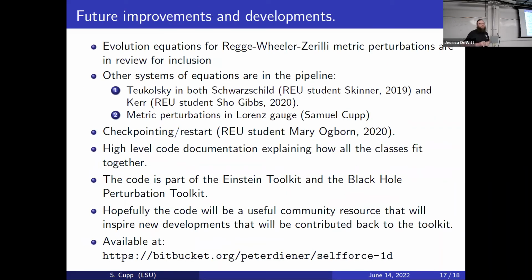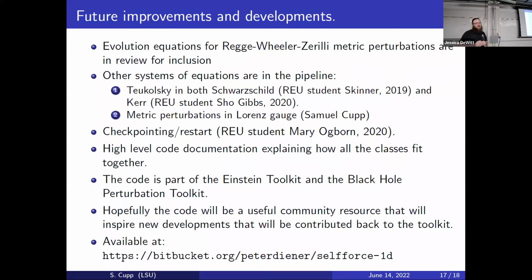So there are some future improvements and developments that are in progress. As I said, evolution equations for Regge-Wheeler metric perturbations are in review for inclusion. They've been tested for circular orbits and match the frequency domain results for those. As soon as we get an effective source for the eccentric orbits, we can compare and see how it does with that. But that is up for review for inclusion into the Einstein Toolkit and the code base that's available.